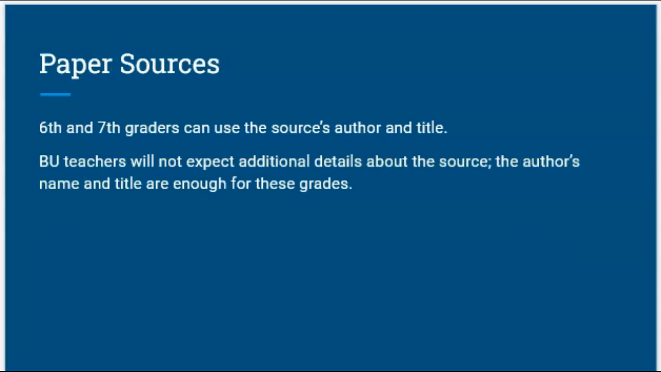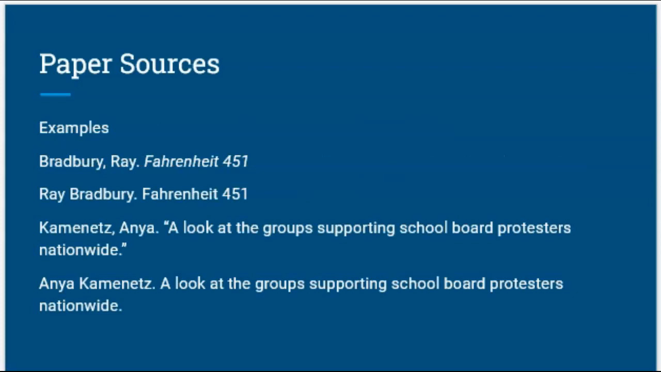So for paper sources, 6th and 7th graders can use the source's author and the title of the piece. So BU teachers will not expect additional details about the source. The author's name and the title of the piece are enough for these grades. Let me show you some examples. So for 6th and 7th graders, it's okay to just have the author's name and the title of the piece. We've got two examples here.